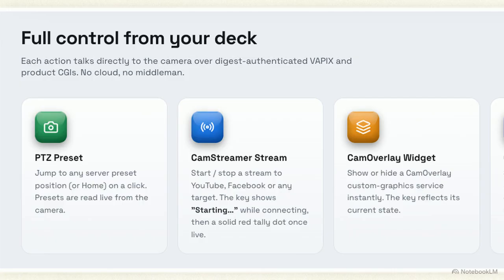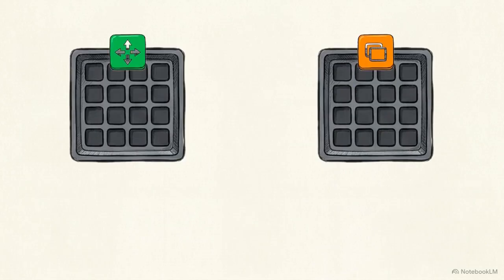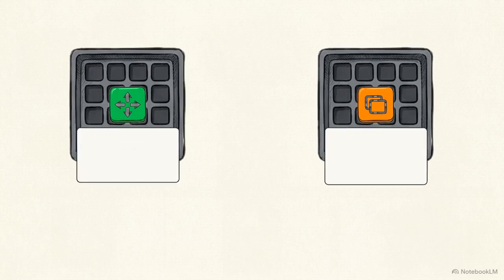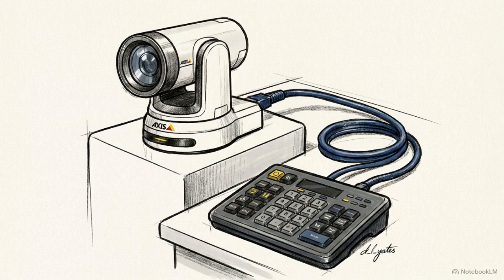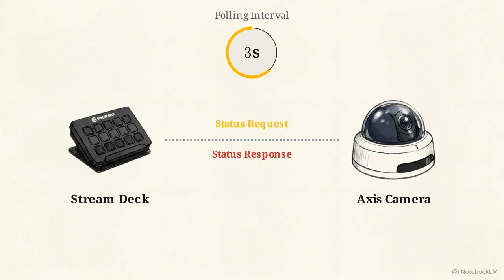You can use this same workflow to map out the rest of your board with different utility actions. To add a camera preset or a graphic, drag the corresponding action and pick the preloaded option from its drop-down menu. Because the camera serves as the single source of truth, your deck is always synchronized with the camera's current features. To provide real-time updates, the plugin uses a live state polling loop.